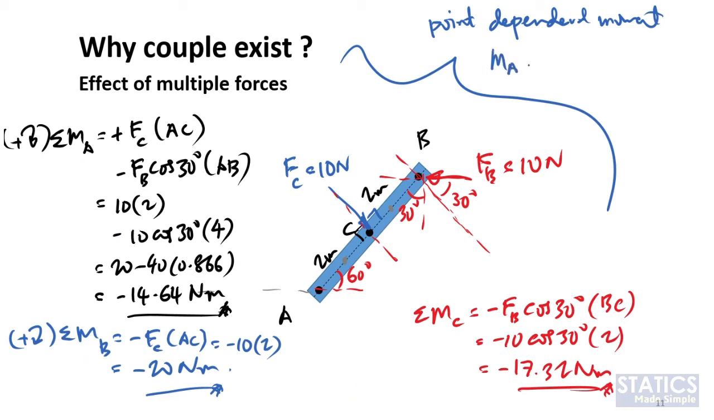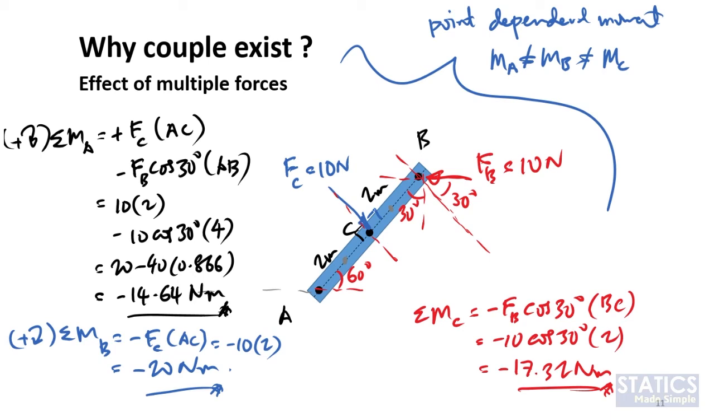So MA is not equal to MB. Generally, they will not be the same. This is not a free couple. You cannot put MA at B or MA at C. It doesn't make sense because their values are different. Clear? Clear. Okay.